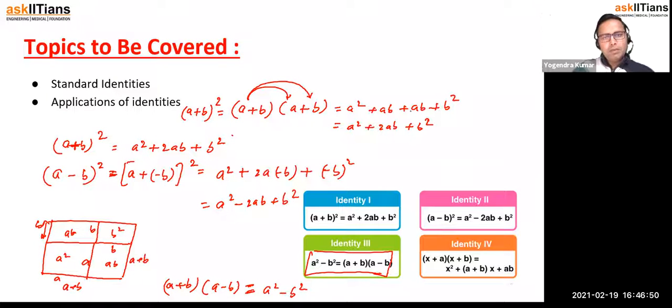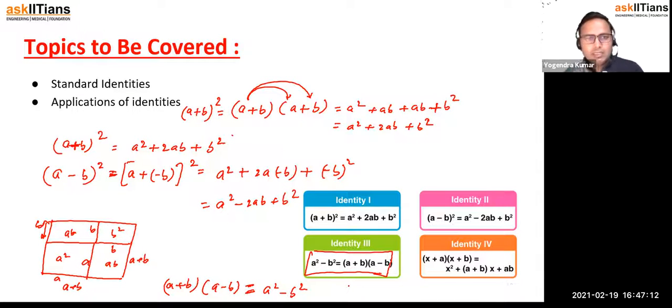So what we will get? Minus b square, right? Okay, here just minus will come there. Now here, if it is x plus a into x plus b, so what we'll get? x square plus ax plus bx. So x we can take common and we can write a plus b times x plus ab, right? So this is what we get.